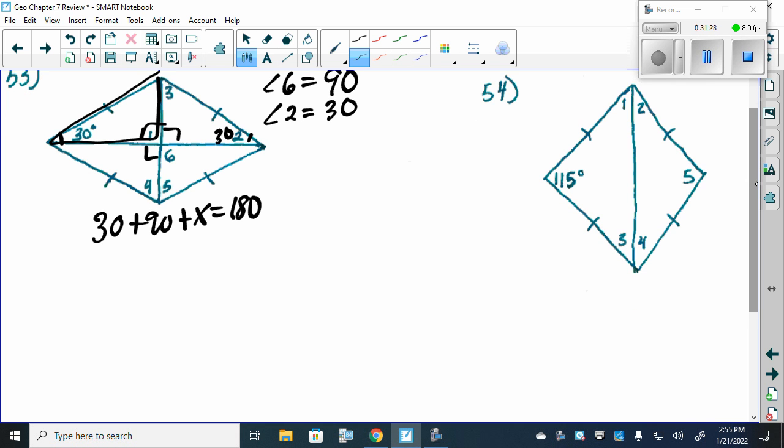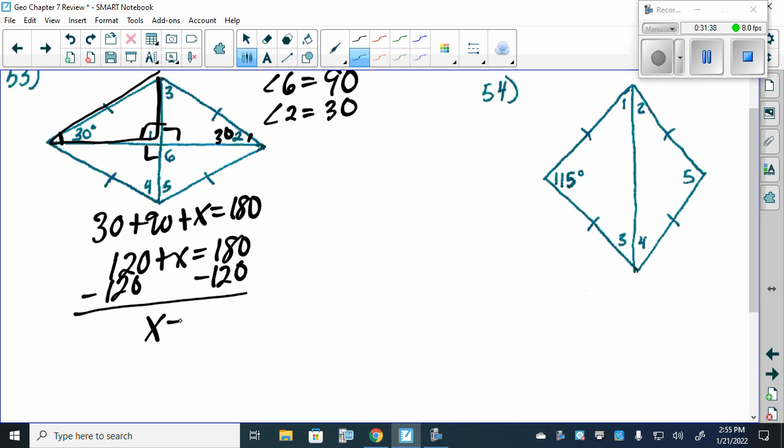Now 30 plus 90 would be 120. And we can subtract 120 from 180, which tells us x is equal to 60. So this angle is 60, which means the measure of angle 3 is 60, which also means the measure of angle 4 for this figure is 60. And lastly, the measure of angle 5 is also going to be 60.